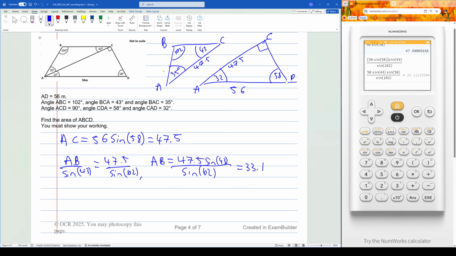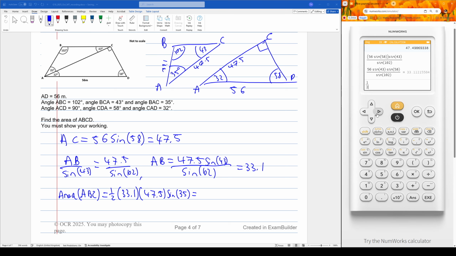Now that I know that that's 33.1, I can do the area of each triangle. So area ABC is going to be half times 33.1 times 47.5 times sine 35, which I'm going to do on the calculator in the most exact form I can possibly do it.